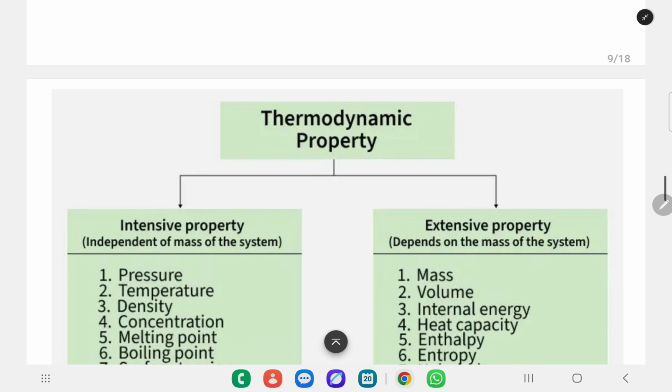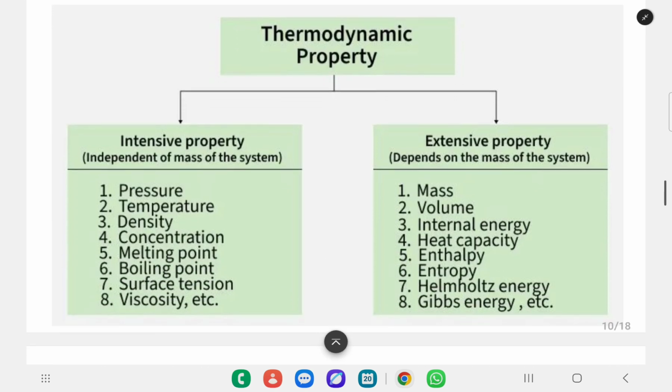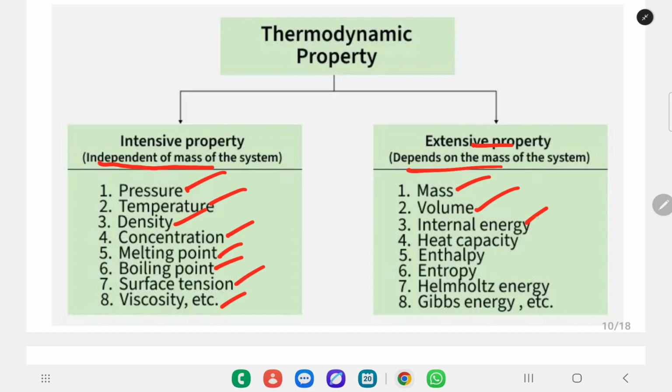Next, you can see some examples of intensive physical properties and extensive physical properties. As I have discussed, intensive means independent of mass, like pressure, temperature, density, concentration, melting point, boiling point, surface tension, viscosity and many more. Extensive means they depend on the mass: volume, internal energy, heat capacity, enthalpy, entropy, Helmholtz energy, Gibbs energy and so on. These are all the thermodynamic properties.